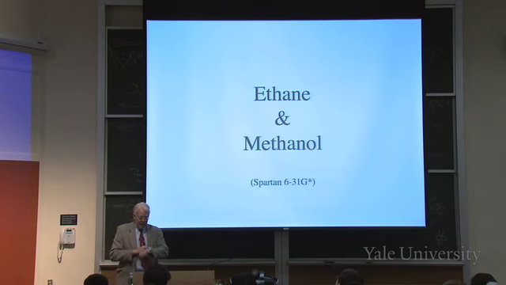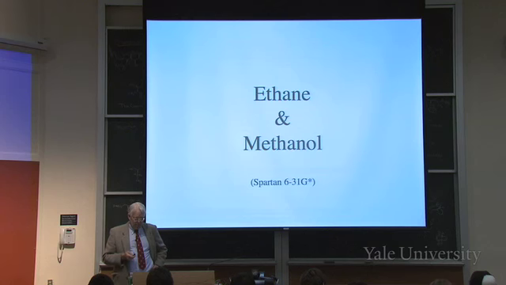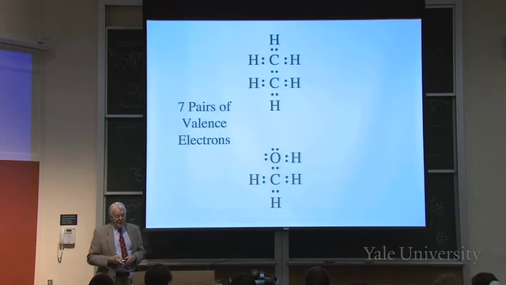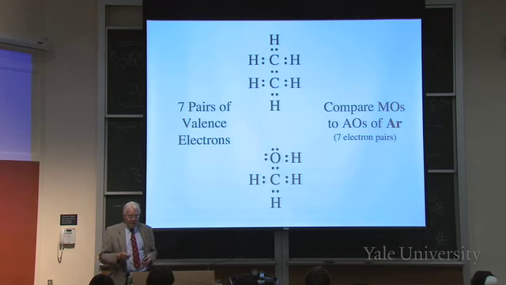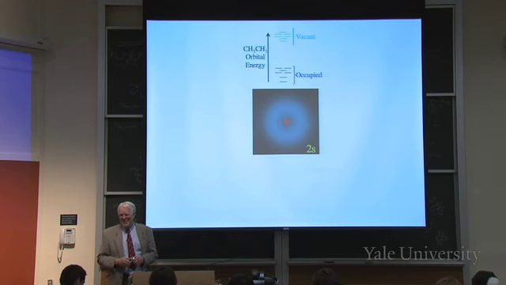Okay. Now, I hope to get to ethane and methanol, so let's just start them, and then we can get to more interesting things next time. It has a lot more pairs of electrons, ethane and methanol. So we can compare those MOs to the AOs of argon, which has the same number of electron pairs. Actually, I should quit now and let you get to your next appointment.